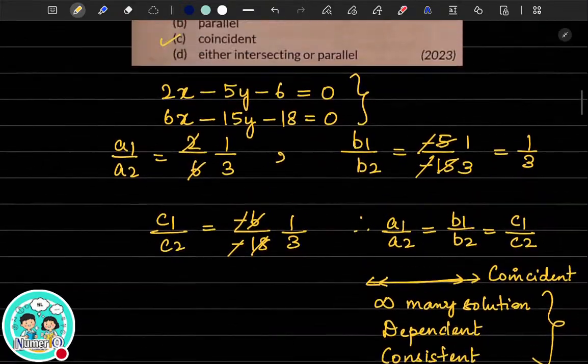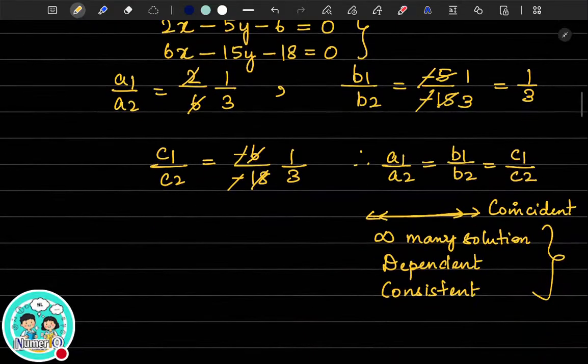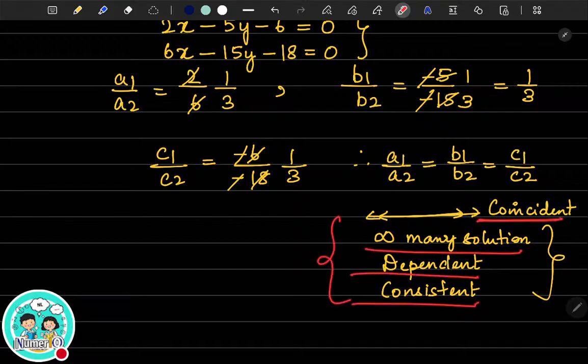Are you able to understand? Is the question easy? Can we move on to the next question? Of course, these were not asked, but you should know all of these points. Whenever a given scenario is one of the three scenarios, if on solving your ratio of A1, A2, B1, B2 you are able to get to one scenario, then all the points you should remember and recollect. How the graph of the two lines will look, how many solutions it will have, will the system be consistent or inconsistent, are the equations dependent on each other. All of these points are very, very important.